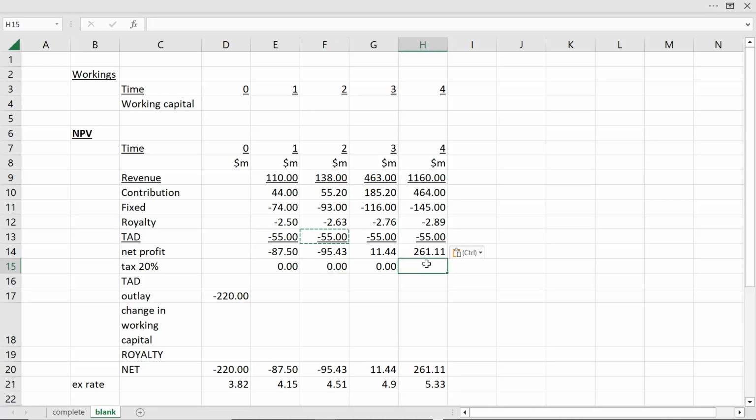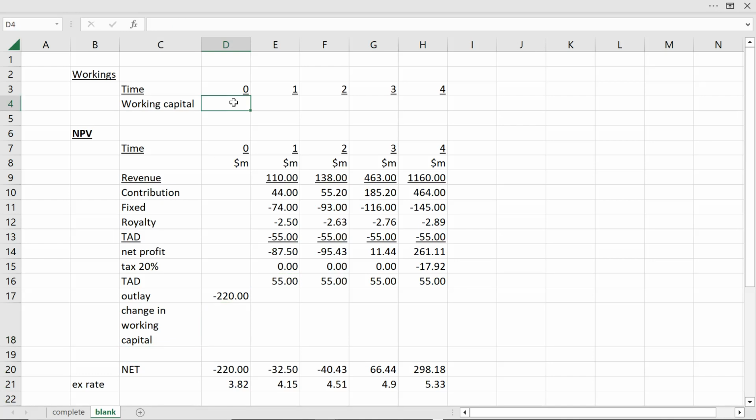So it's only when I get to year 4 that I'm going to start paying any tax, and I'm paying it at a rate of 20%, we're told in the question. So that gives me negative 17.92. Then I've got to remember that the tax allowable depreciation itself is not a cash flow, so it needs to be added back. And finally, I've got the change in working capital.